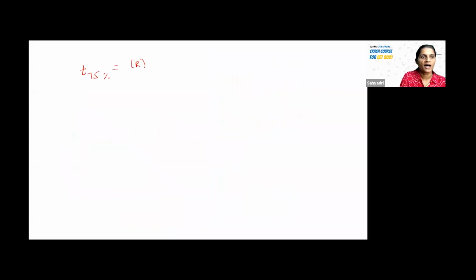T75% is equal to, what is T75%? 25% is remaining. So R is equal to, 3/4 is reacted, right? So 1/4 of R naught. So this is equal to R naught divided by 4, divided by K. A by K is 100%. So it is R naught by K times (4 minus 1) by 4, so it is 3 by 4 times R naught divided by K. Correct, 3 R naught divided by 4K.